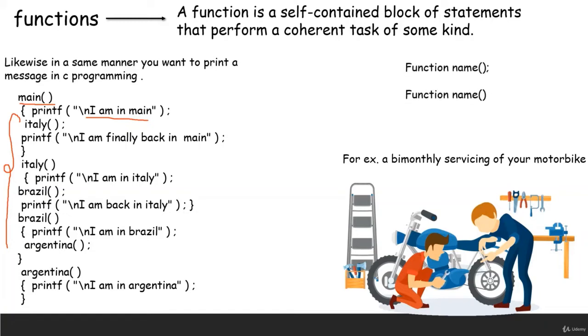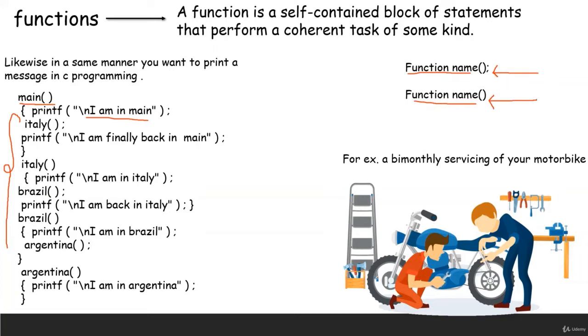What do this Italy, round parentheses and semicolon mean? This means function name, round parentheses and semicolon. It is a function call. Function call means you are calling that particular function. This is function name, round parentheses, and there is no semicolon. Please note that. And this is the syntax for function definition.